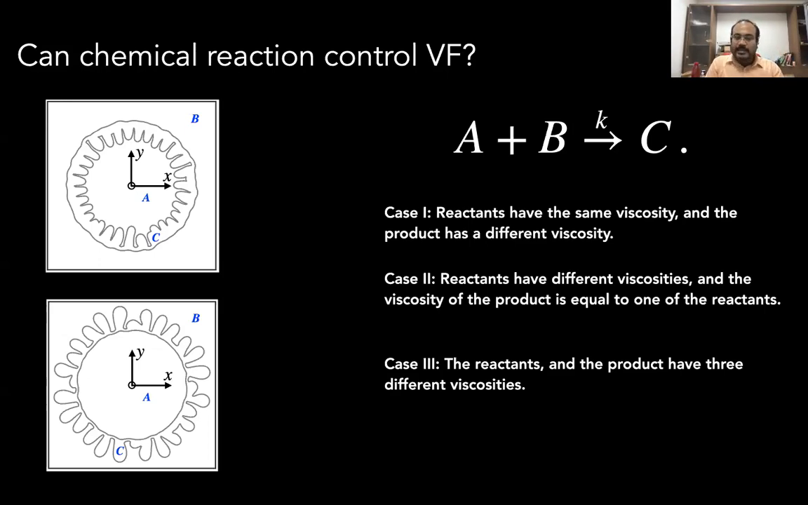There could be other cases. The second case we consider is that the reactants have different viscosities and the viscosity of the product is equal to one of the reactants. Again, which one is which needs to be understood with more parameter study once we write down the equations and go into the non-dimensional parameters, etc. And the third case is that all three have different viscosities. Okay, we'll go through them one by one.